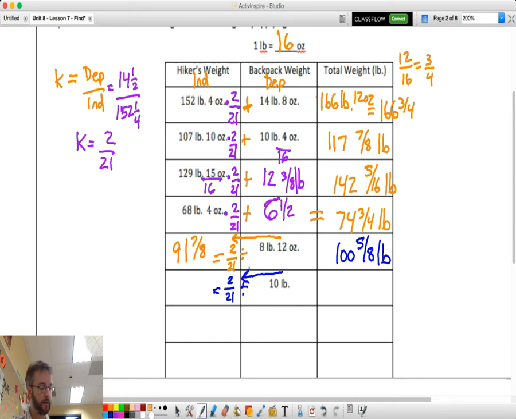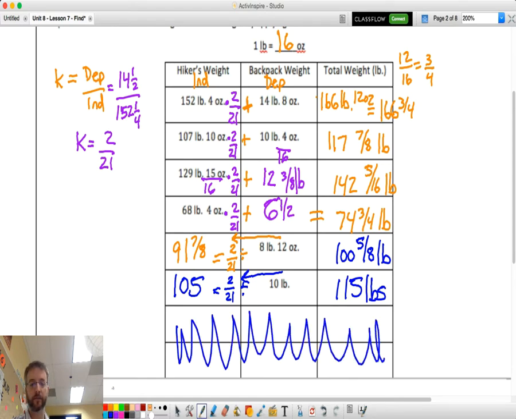10, this time I'll use my calculator to divide the fraction. 10 divided by 2/21. I find out that this hiker would weigh exactly 105 pounds. If this hiker weighs 105 pounds and their backpack weighs 10 pounds, I can see that they would weigh 115 combined pounds. And we're not going to do these bottom rows. Good job.